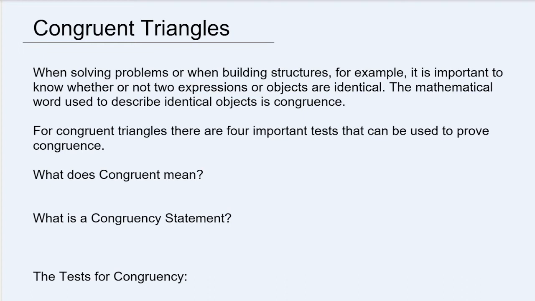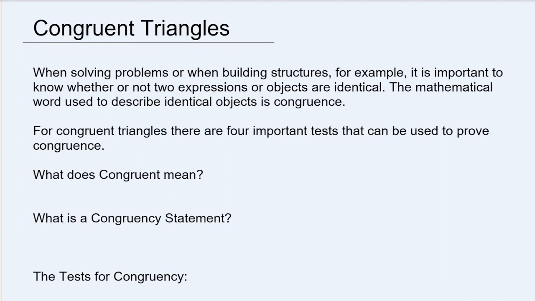Now, congruent triangles are triangles that are exactly the same. They are identical. We're going to apply this idea of things being identical to each other to triangles. It's a really good starting point for congruency. We've got some tests that we're going to look at. We're going to look at what it means, how to write the statement, what the tests are, and how to write a proof.